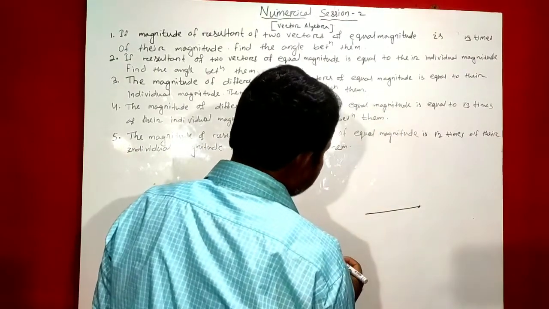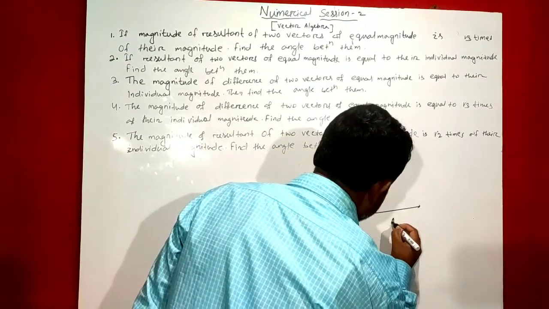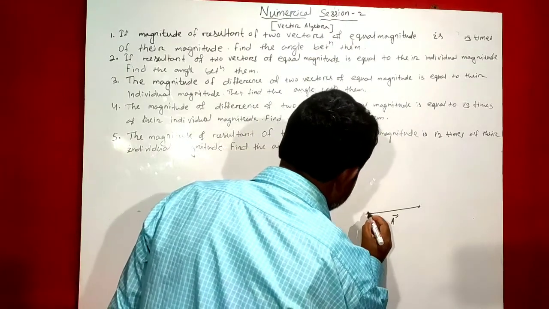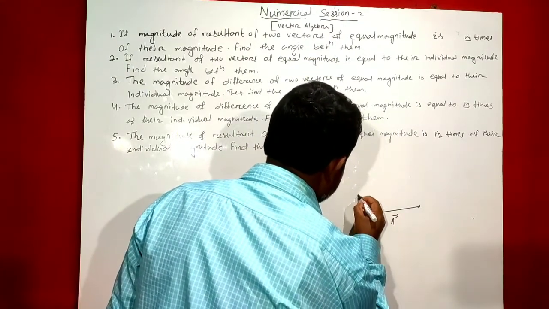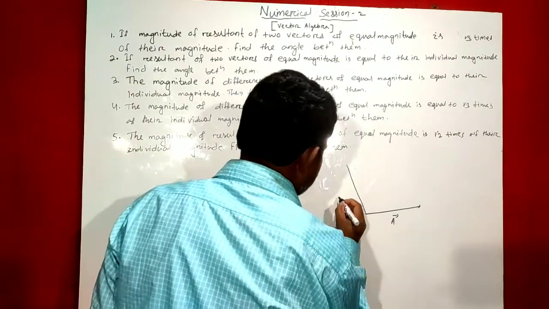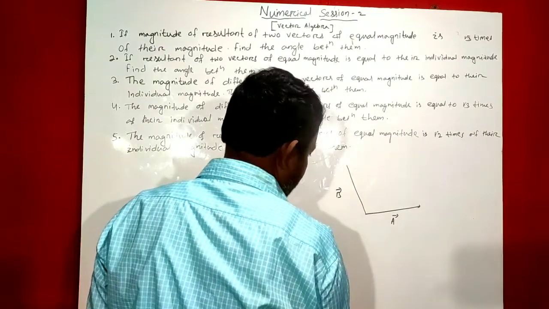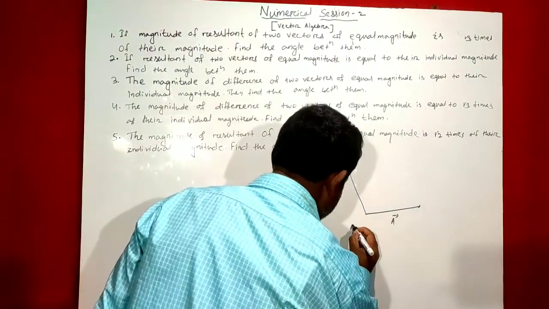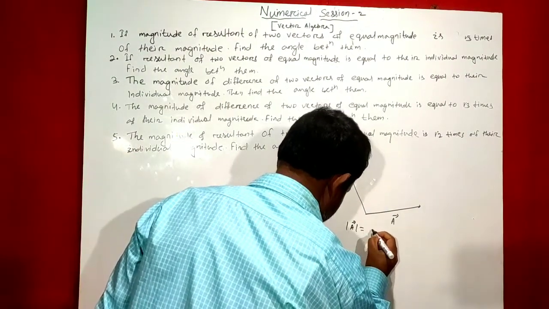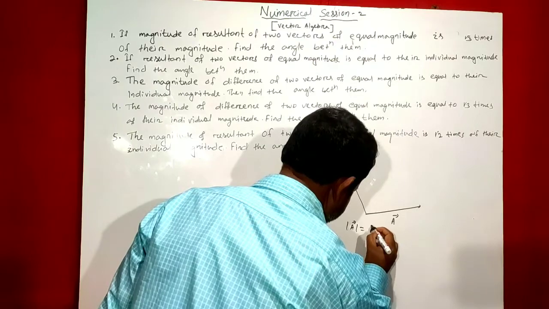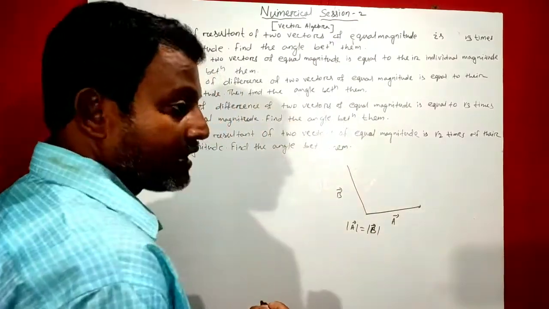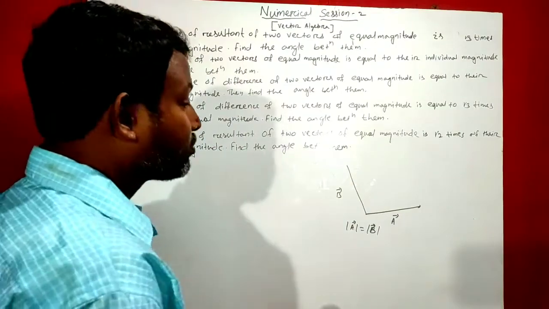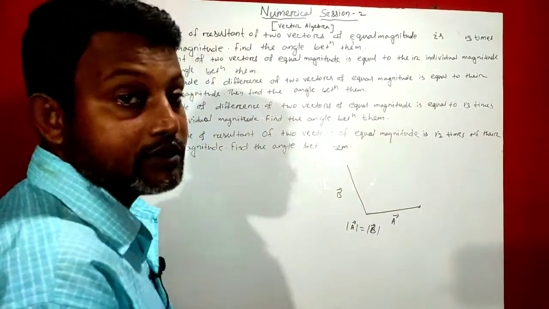This is a vector and this is another vector b. The magnitudes of b and a are equal. That means they are two vectors of equal magnitude.